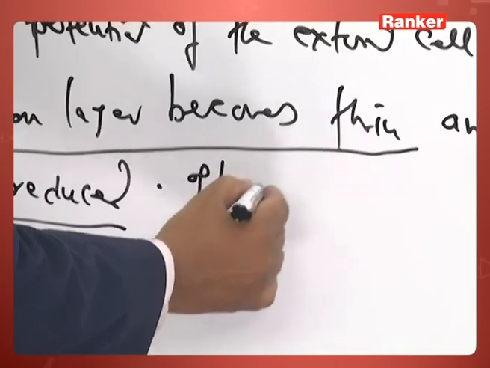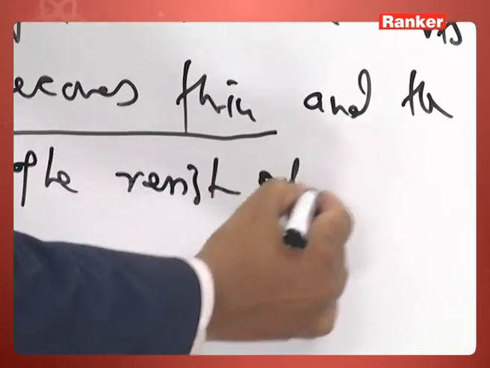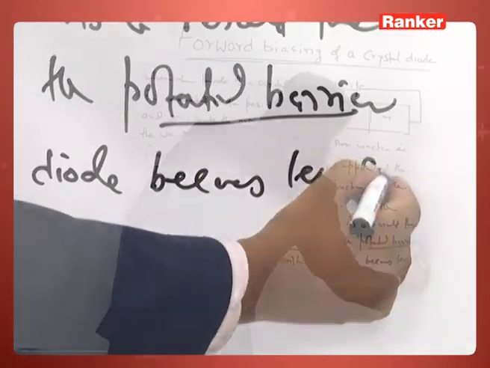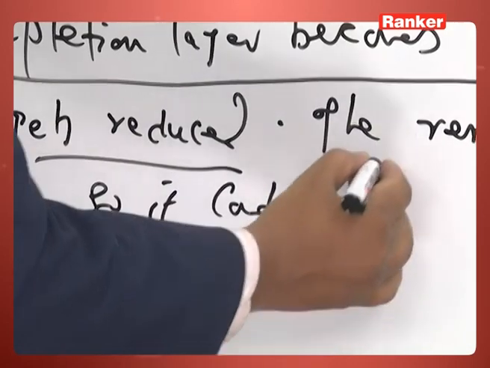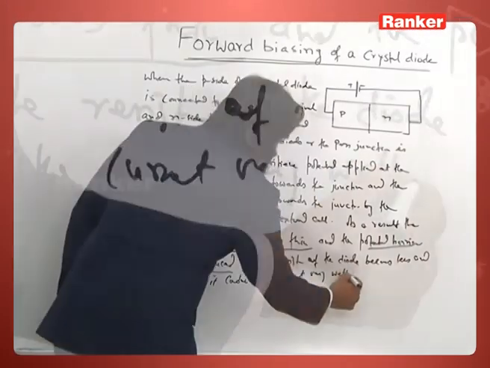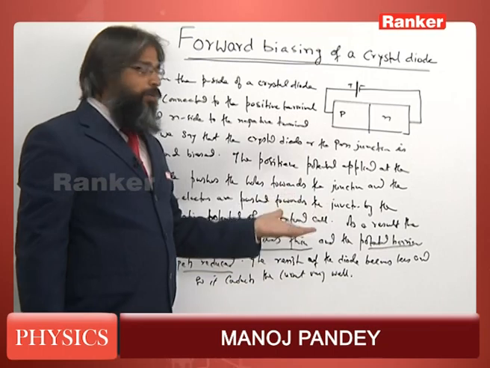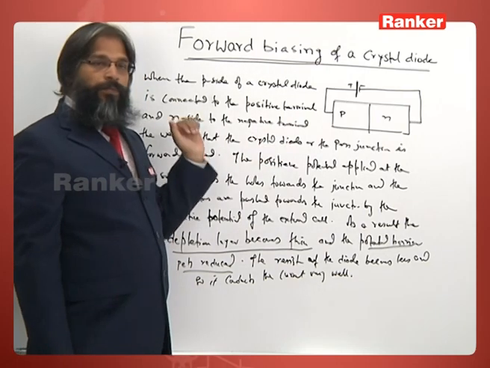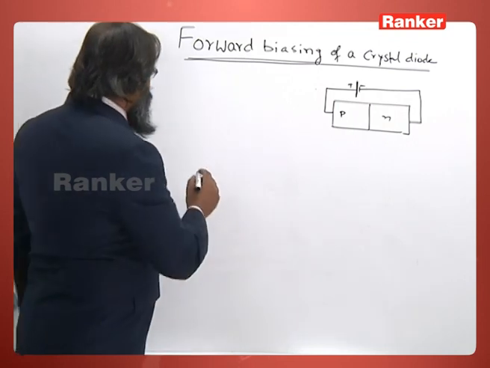The resistance of the diode becomes less, and so it conducts the current very well. So once that barrier is reduced, then current will continuously and linearly flow. Please take this down.